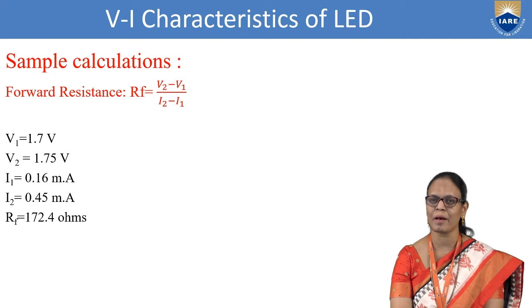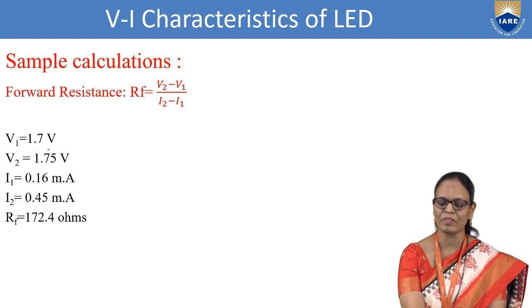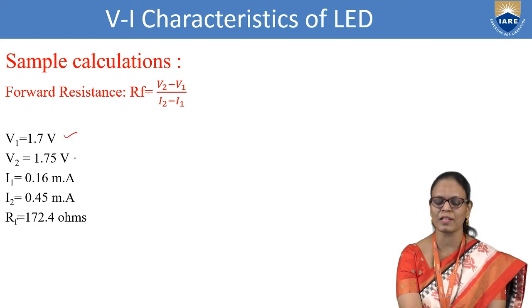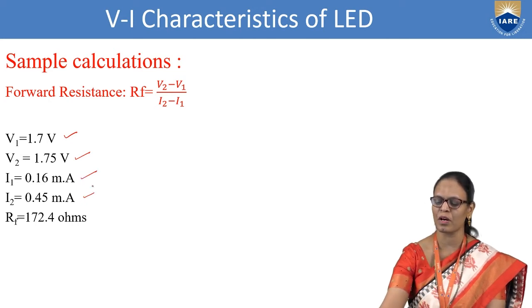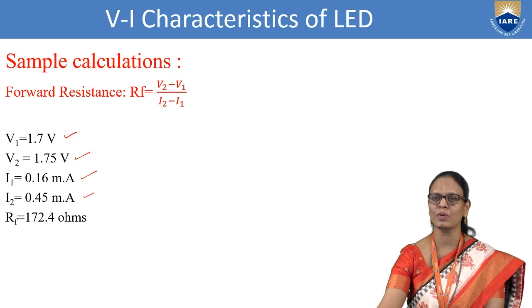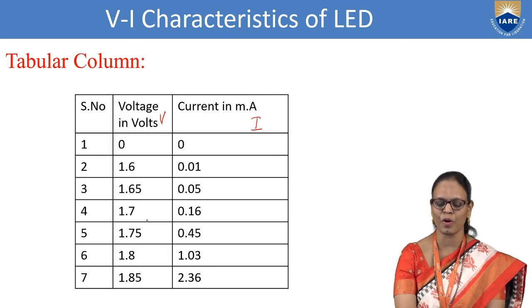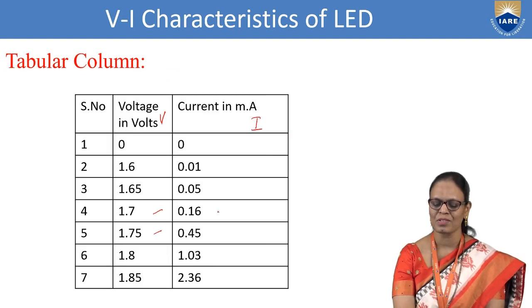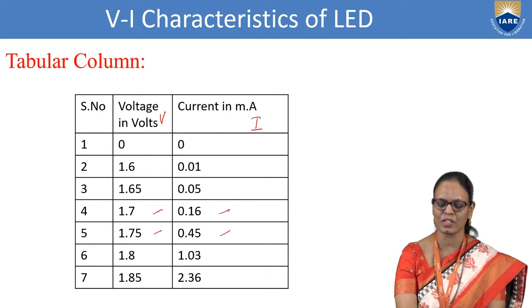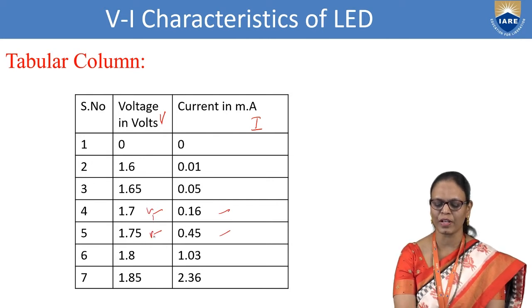Now we'll see one sample calculation, how to calculate the value of RF. So we will take V1 as 1.7 and V2 as 1.75. I1 is 0.16 and I2 is 0.45. This is from the tabular column, or you can take it from the graph also. If this is V1 and this is V2, this is I1 and I2.